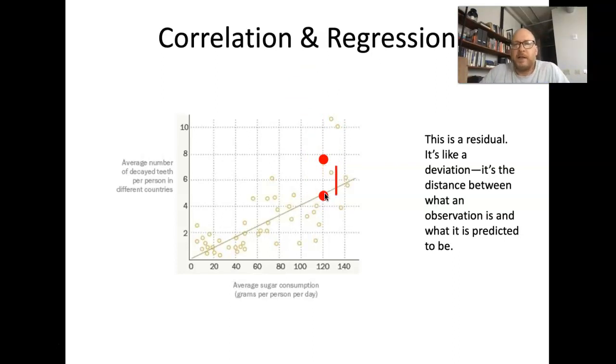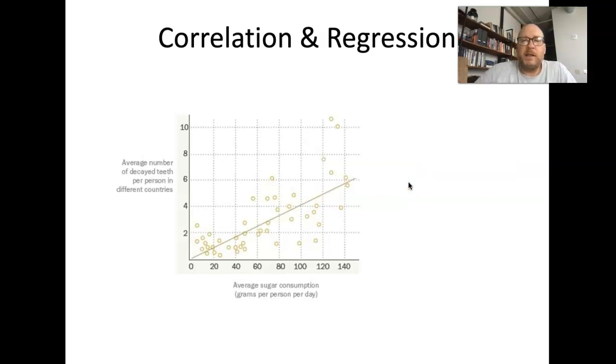I'm just going to extract this thing right here. That thing is called a residual. It's kind of like a deviation. That's just showing the distance between an observed value and what it was predicted to be. So that amount right there is what we're looking at with residuals.